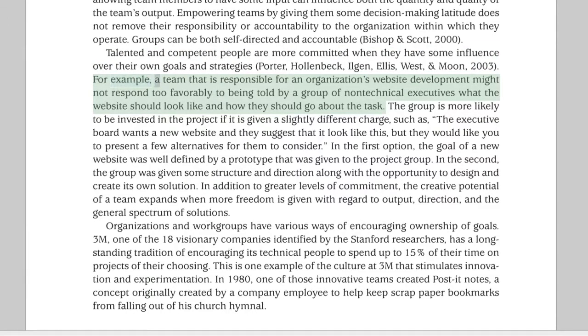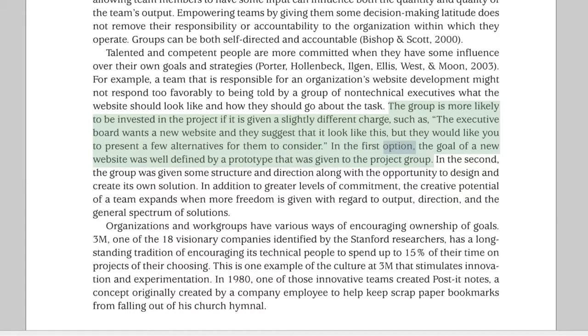For example, a team that is responsible for an organization's website development might not respond too favorably to being told by a group of non-technical executives what the website should look like and how they should go about the task. The group is more likely to be invested in the project if it is given a slightly different charge, such as, the executive board wants a new website, and they suggest that it look like this, but they would like you to present a few alternatives for them to consider.